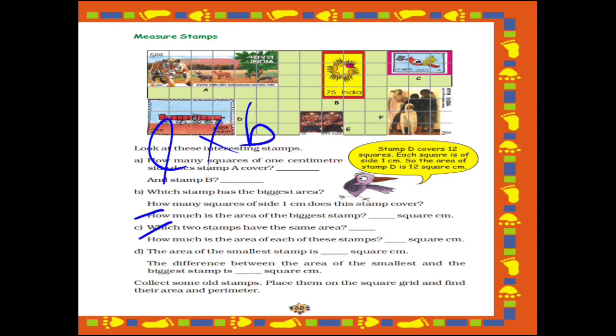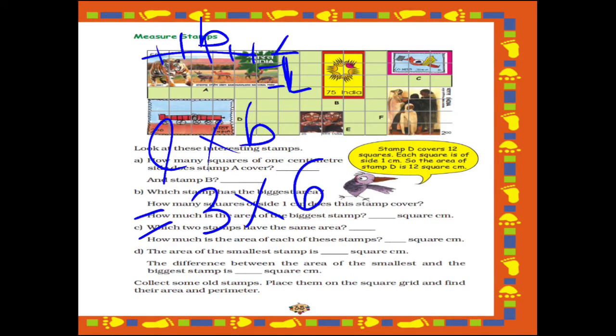So what is the length? Let's see, this is the length, right? This will be the length and this will be the breadth. So let's count how many squares there are. 1, 2 and 3. So you will write 3 into how many squares are there in breadth? 1, 2, 3, 4, 5 and 6. So you will write 6. Now 3 into 6 will be 18. 3 into 6 will be 18. 18 square centimeter. So this thing you will write.